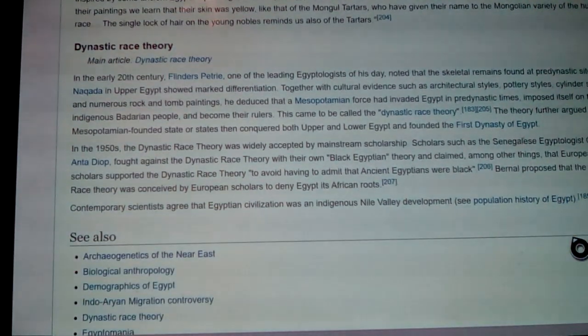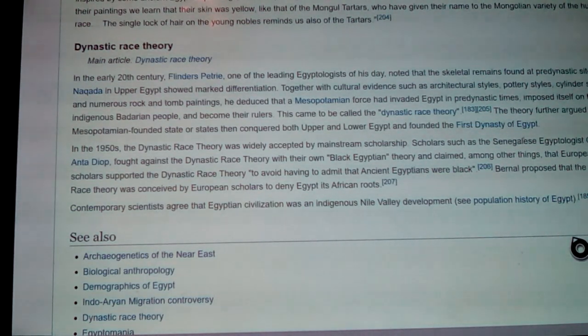Let's continue. Dynastic race theory. In the early 20th century, Flinders Petrie, one of the leading Egyptologists of his day, noted that the skeletal remains found in pre-dynastic sites at Naqada in Upper Egypt showed marked differentiation, together with cultural evidence such as archaeological styles, pottery styles, cylinder seals, which are only found in ancient Sumeria, and numerous rock and tomb paintings.